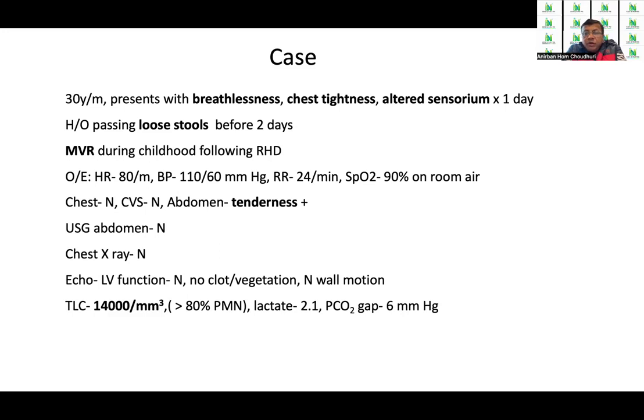The point of care ultrasound at the bedside was normal for the abdomen. The chest X-ray was normal, and the echo showed normal LV function with no clot and normal wall motions. The counts were high, with a TLC of 14,000 and more than 80% polymorphs. The lactate was just above the normal level. The PCO2 gap was 6 millimeters, so it was also more or less at the threshold.